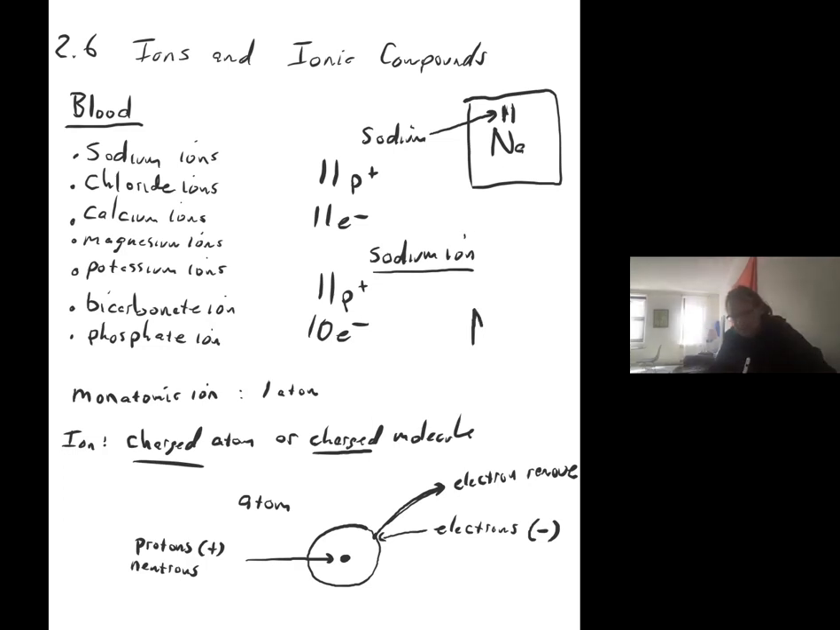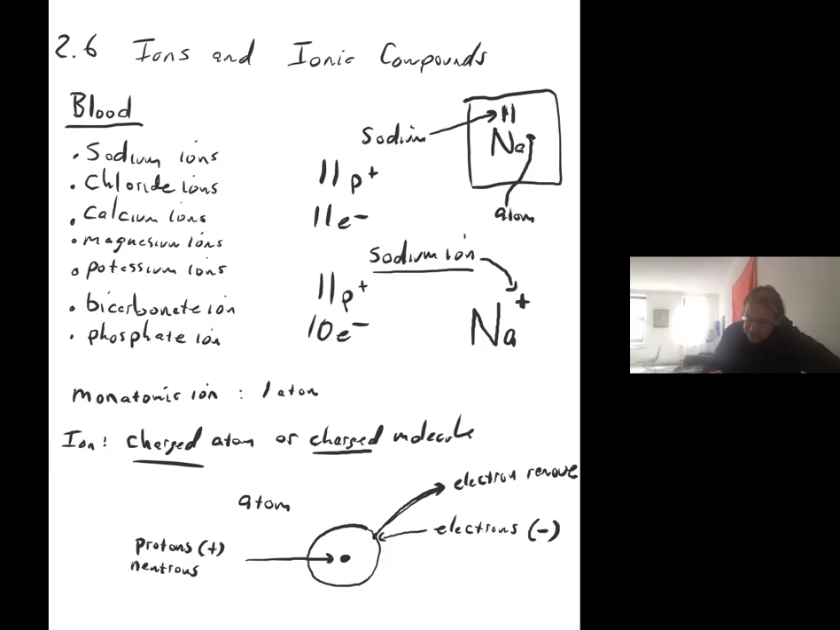We represent it by putting the symbol Na for sodium, and then we put a positive to the right as a superscript. And that's how we indicate that this is a sodium ion as opposed to a sodium atom, where we don't put the positive charge. There's no positive, obviously. Okay? So ions are charged atoms. So the sodium ion would be written as Na+.